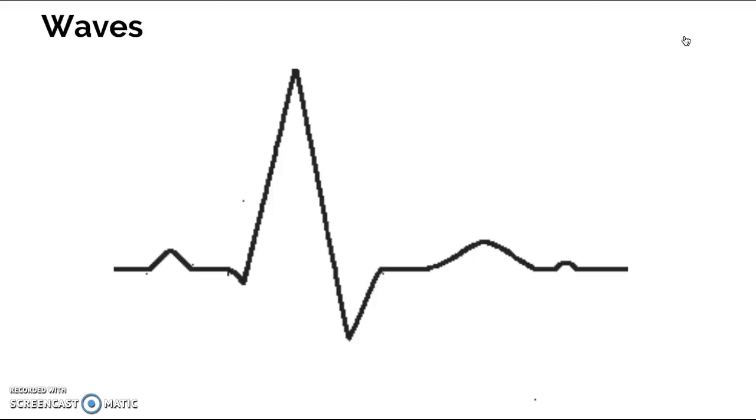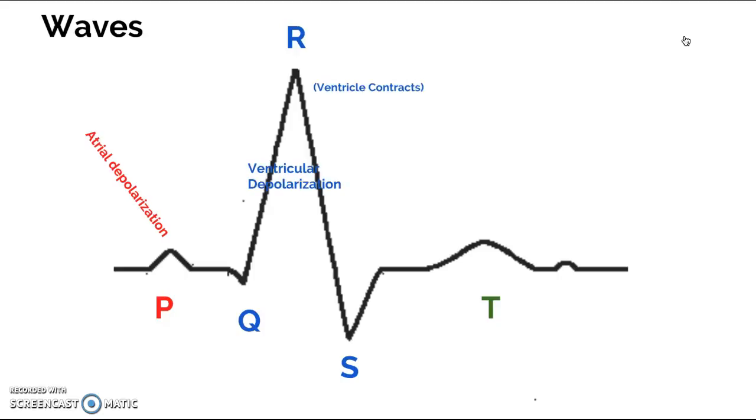Each step of the heartbeat is represented on a graph. It would usually look something like this. The P wave is showing atrial activation, or atrial depolarization, and the atria contract at this time. The QRS complex represents ventricular depolarization, and just after the R wave is when the ventricles contract. The T wave, or recovery period, represents the repolarization of the ventricles, and atrial repolarization is not shown because it happens at the same time as ventricular depolarization.